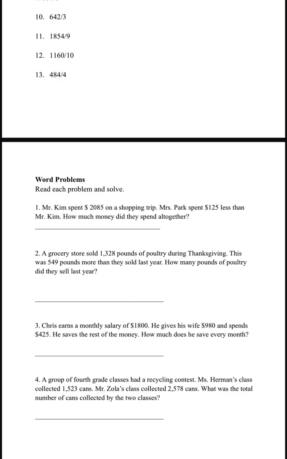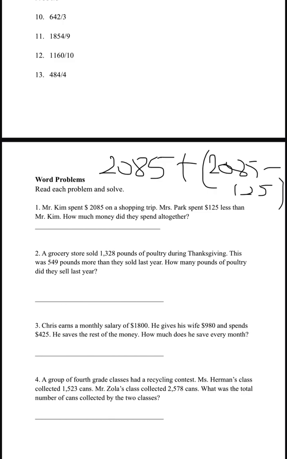So we need to make an equation. So 2080 plus Mrs. Park spent $125 less than Mr. Kim. So make parenthesis 2085 minus 125. And we need to do this first. 2085 minus 125.